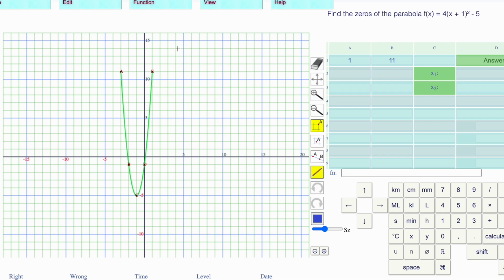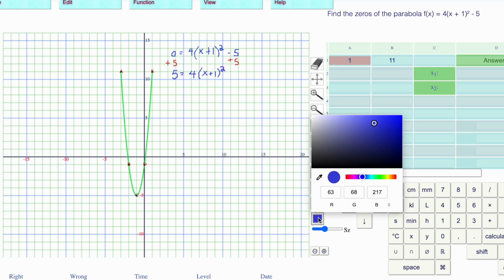All right, so I'm going to write out the equation, setting the y to 0, or the f of x to 0, is equal to 4 times (x plus 1) squared minus 5. Add 5 to both sides. Then I want to get rid of the 4. That's multiplying the bracket. I'm going to divide both sides by 4.